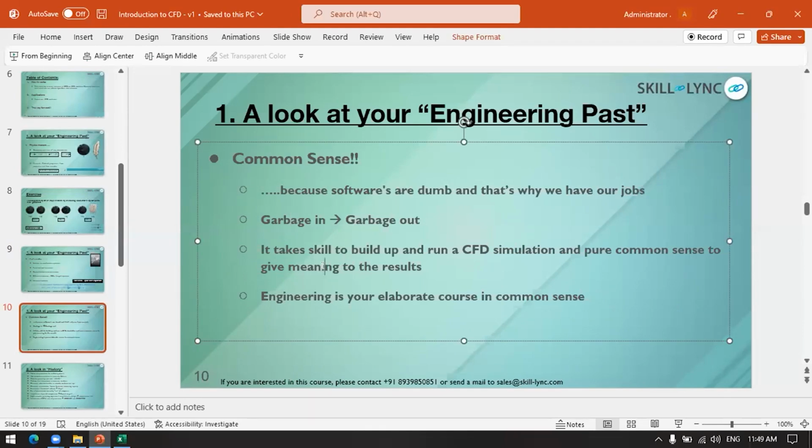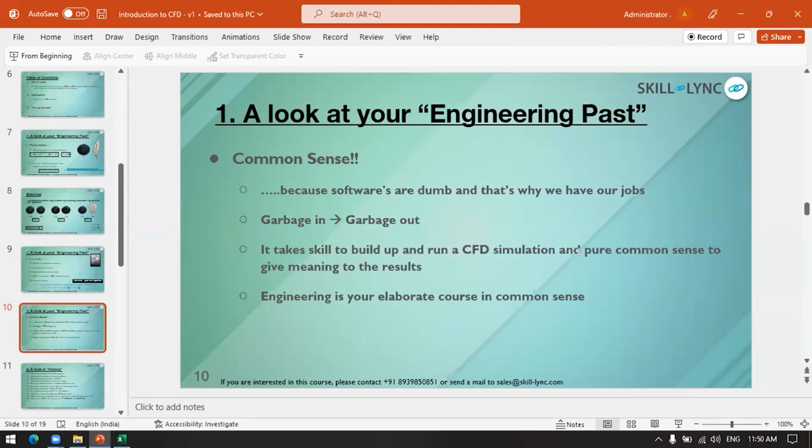The third bit is something that I have said. This is essentially my quote. Anyone can build and run a CFD simulation. If you just know which buttons to click, or if you just memorize the procedure to be followed, anyone, even a 10th standard student, can run a CFD simulation. But the second part of the CFD simulation, that is interpreting the results, is where a CFD engineer has to play his role.